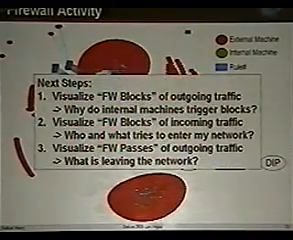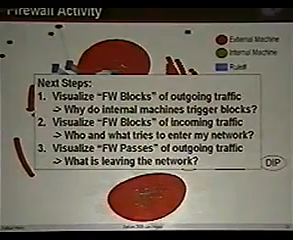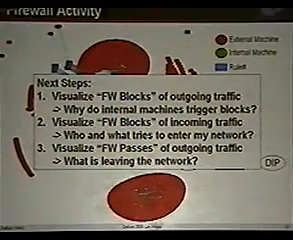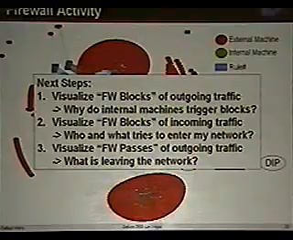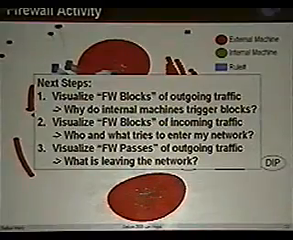So the first step is an overview, a general impression of what is going on, and whether anything is really sticking out. Then my next steps would be, I would visualize the firewall blocks of outgoing traffic. Why would internal machines connect outside and be blocked? That's either a misconfiguration of the internal box or the firewall rule set is wrong. Then the second one would be, I would probably look at blocks of incoming traffic. I want to know who's probing me, who's poking around.